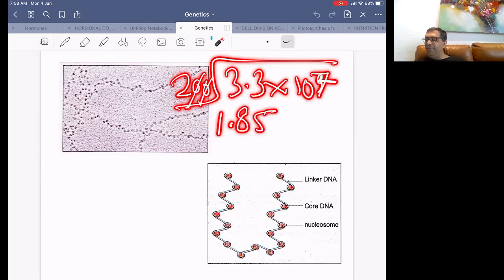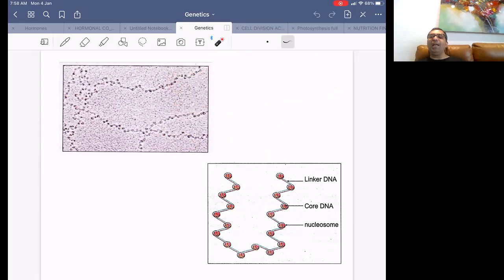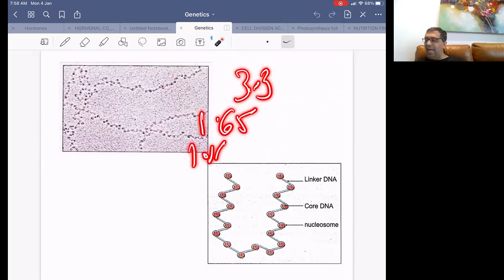1.85 plus 1.85 is 3.7, so that becomes a little higher. Just do the maths. How much would that be? 3.3. So 1.65 plus 1.65 is 3.3.